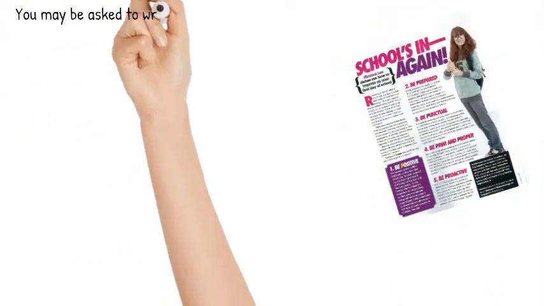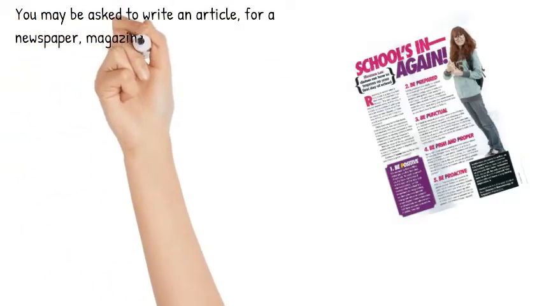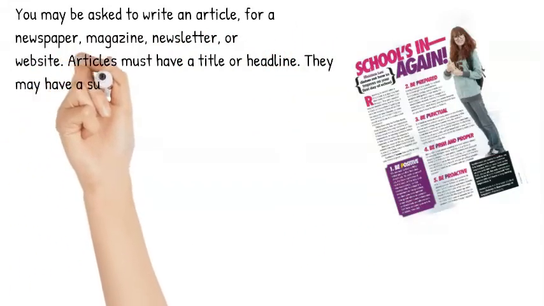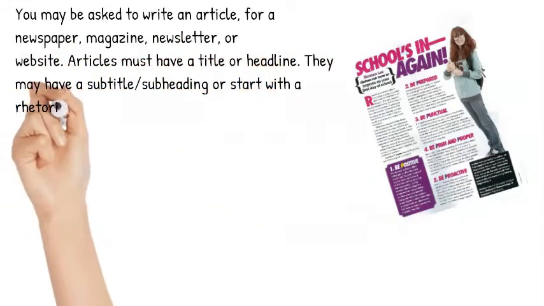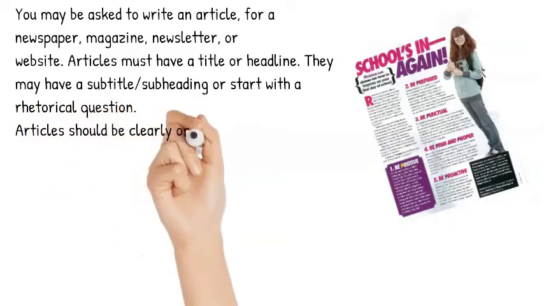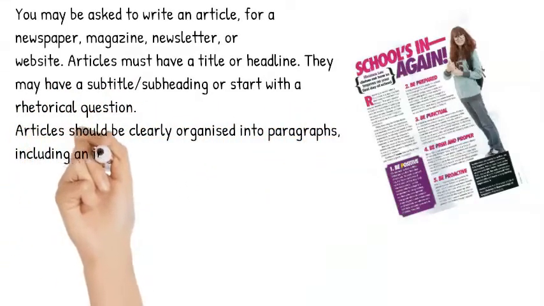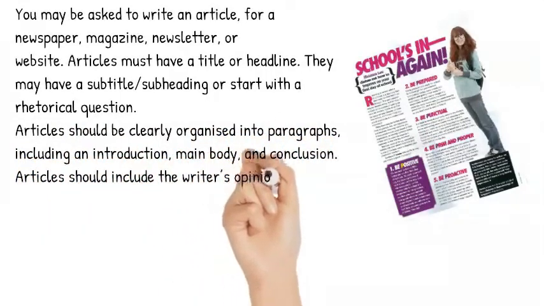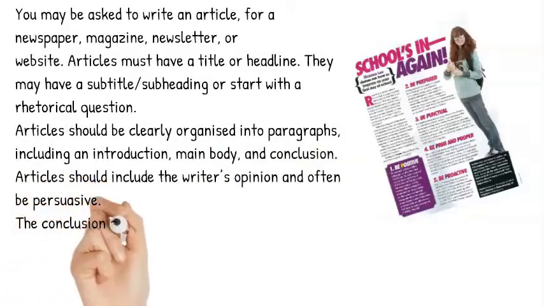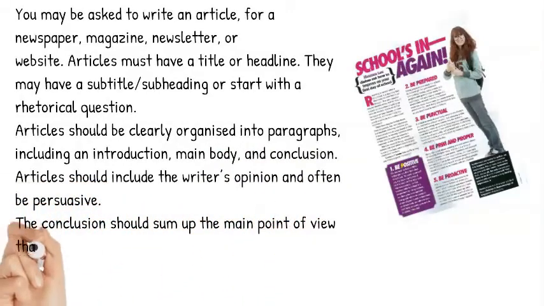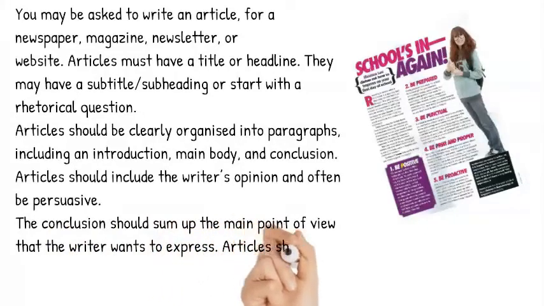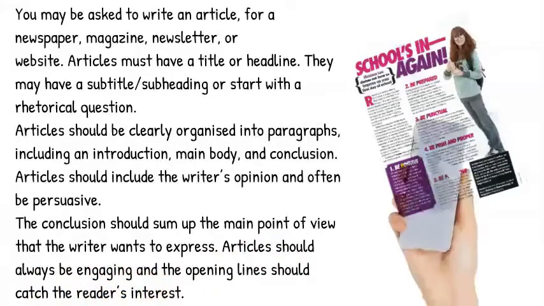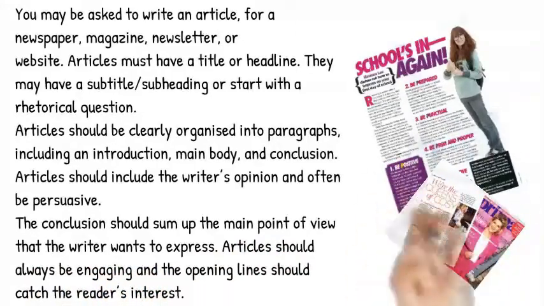You may be asked to write an article for a newspaper, magazine, newsletter, or website. Articles must have a title or headline. They may have a subtitle or subheading or start with a rhetorical question. Articles should be clearly organized into paragraphs, including an introduction, main body, and conclusion. Articles should include the writer's opinion and often be persuasive. The conclusion should sum up the main point of view that the writer wants to express. Articles should always be engaging, and the opening lines should catch the reader's interest.